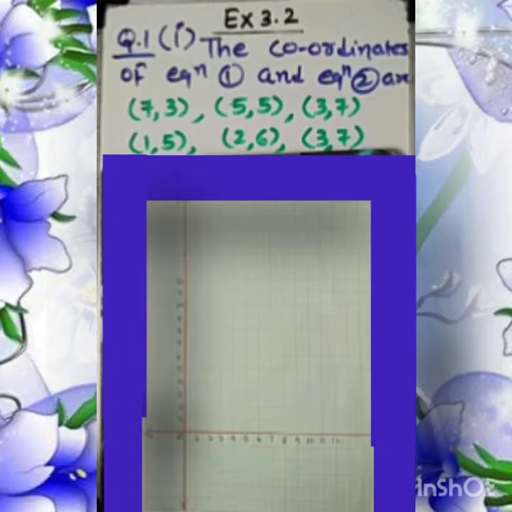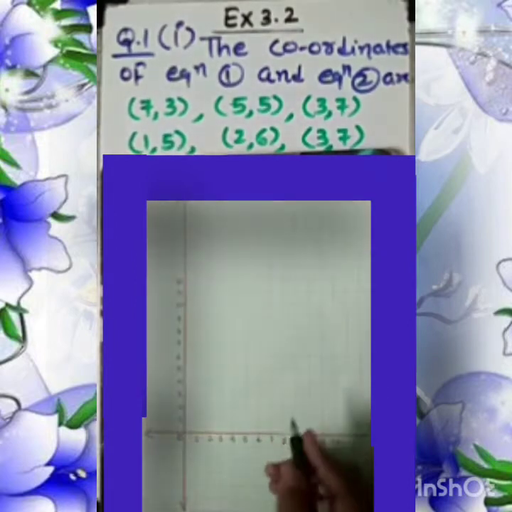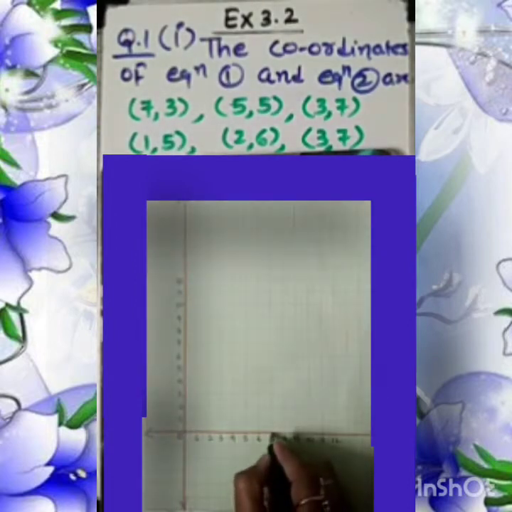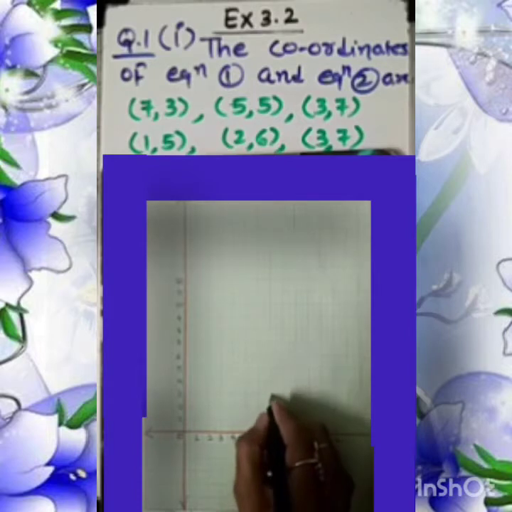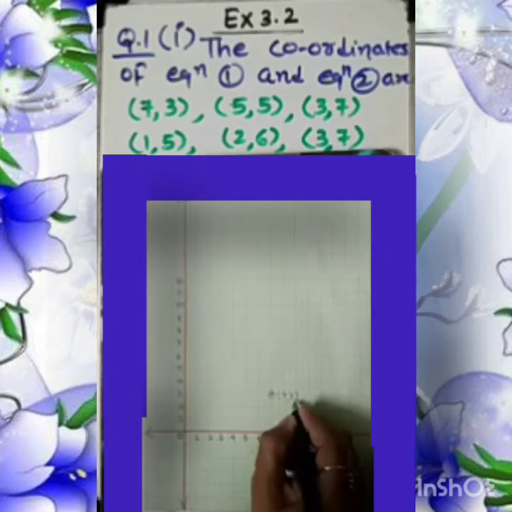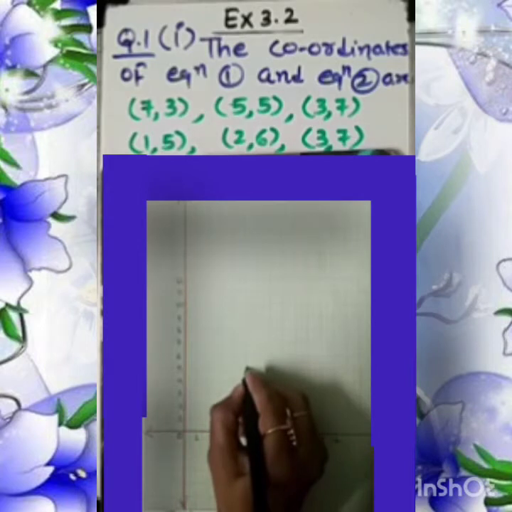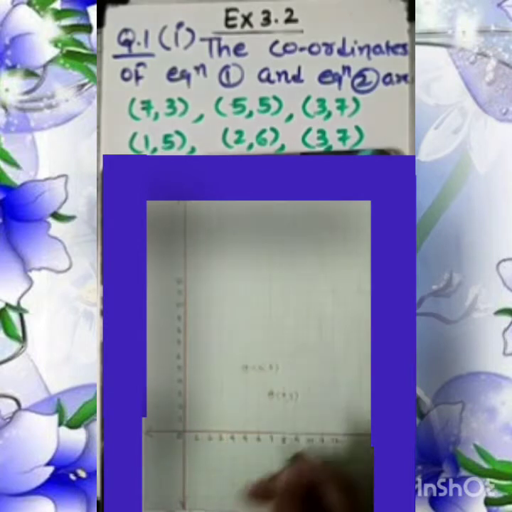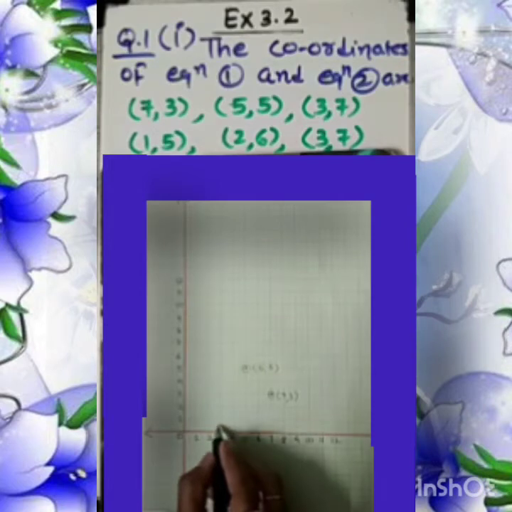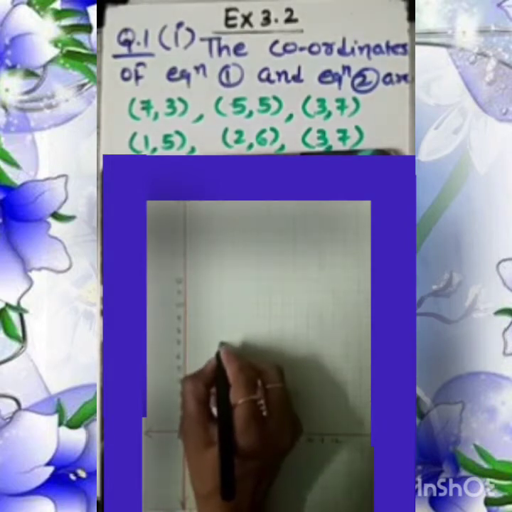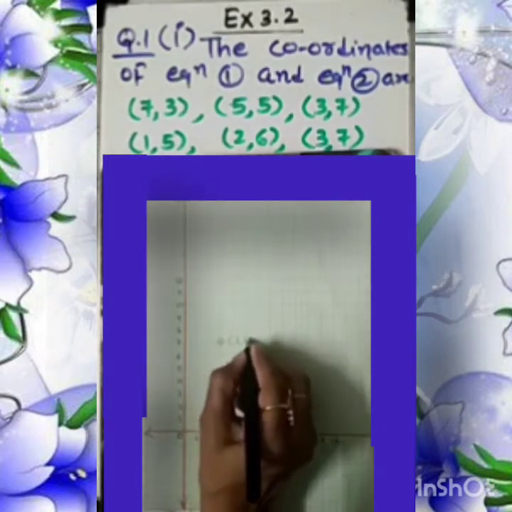As usual, we need to locate the correct points at correct places. I am beginning from here. First is 7, 3. Where to locate 7, 3? 7 is over here and 3 will be here. So this point will be 7, 3. Another point is 5, 5. 5 is here and this is 5, 5. Third point is 3, 7. 3 is here, and this will be 7. So this point is 3, 7.